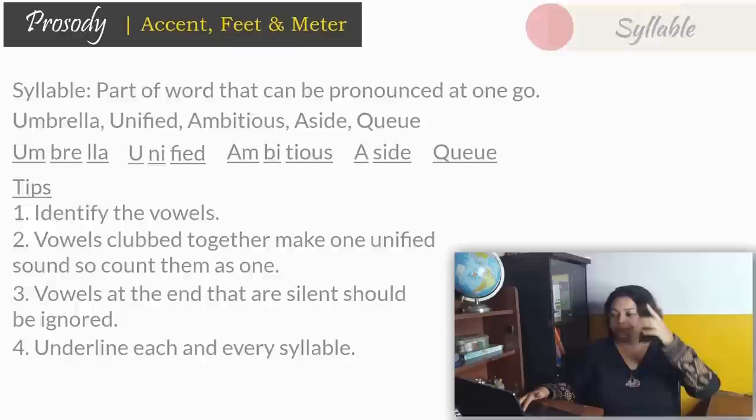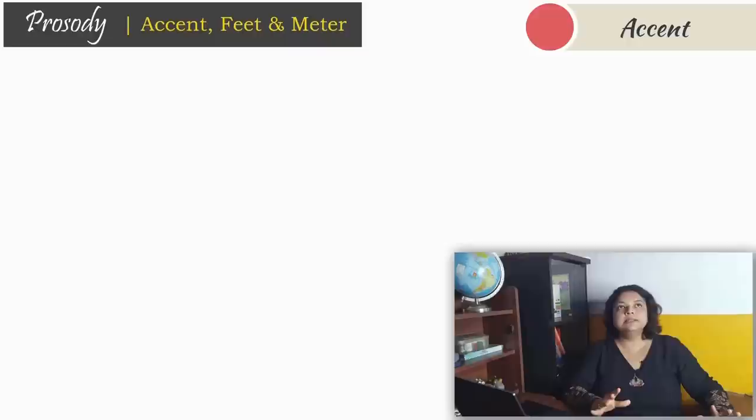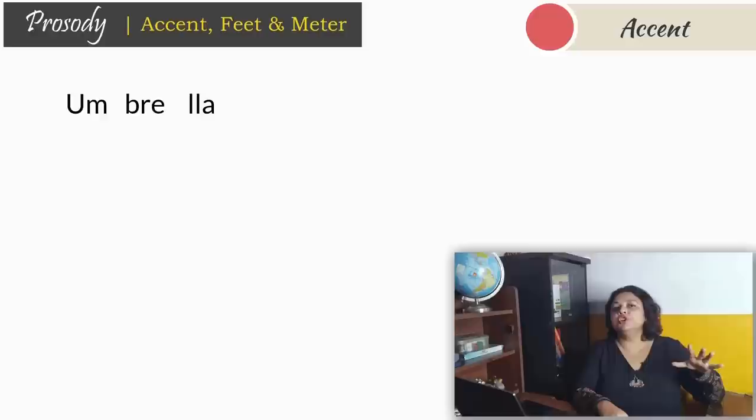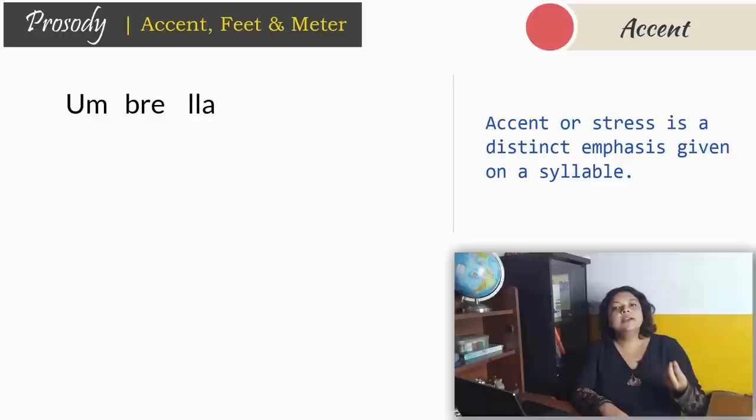The second thing is, whenever there is a word which you have broken up into syllables, if it has more than one syllable, then we do not pronounce all the syllables with equal force. For example, taking a word from our previous set, umbrella. When you say umbrella, you don't say it altogether with the same force. You give force on one syllable, and on the other syllables you speak with less force. Whenever you give more force on any one syllable, it is called an accent or stress.